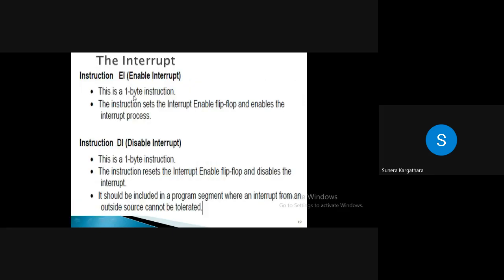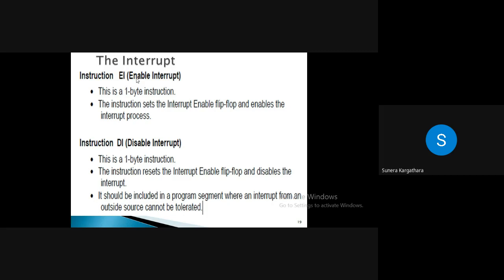EI and DI, that is enable interrupt and disable interrupt, are simple one byte instructions. There is no need to mention any operand after that. Suppose you want to interrupt your microprocessor through software. In a program where in between you want to give the signal that there is an interrupt, you will only write EI. In between your main program, when EI occurs, your processor will understand there is an interrupt.